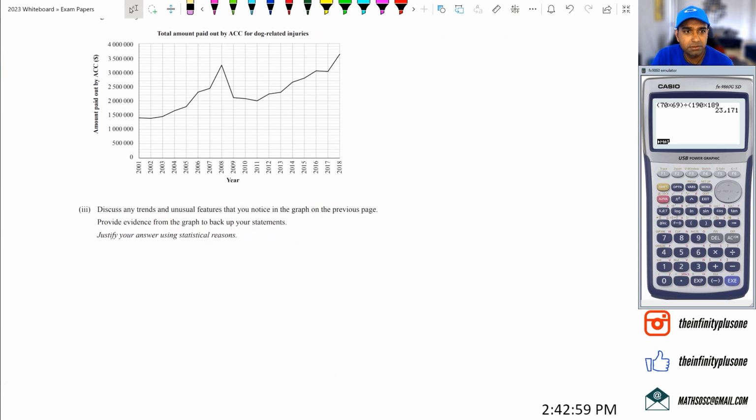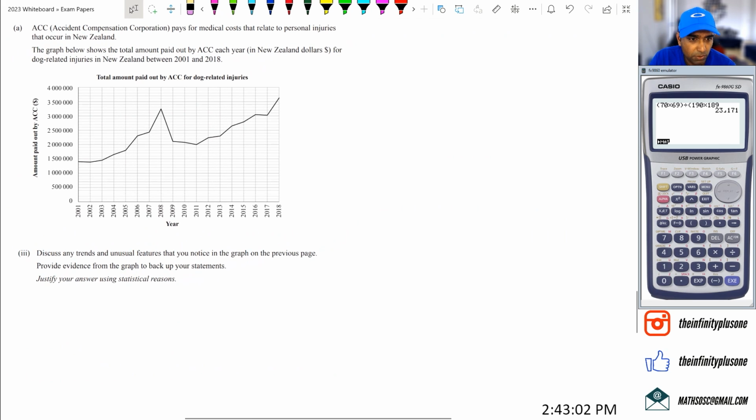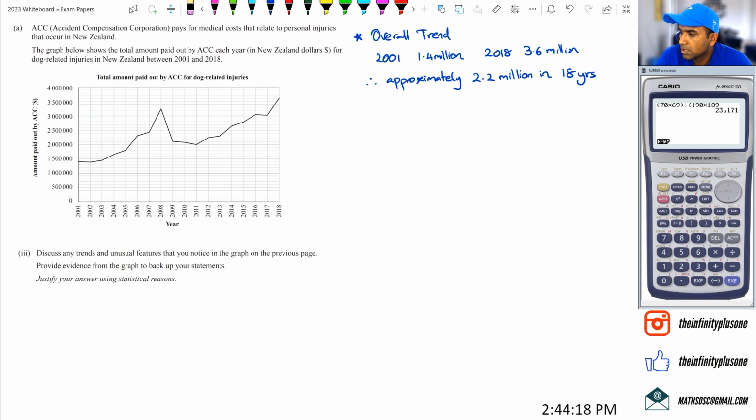Right, next part, we've got trends and unusual features, for part 3. The first thing we're going to look at is the overall trend. In 2001 we had 1.4 million, and then in 2018, which we already calculated, it was 3.6 million. So that's about 2.2 million in 18 years. 2.2 divided by 18 is roughly 120,000 per year. So that's our overall trend there.